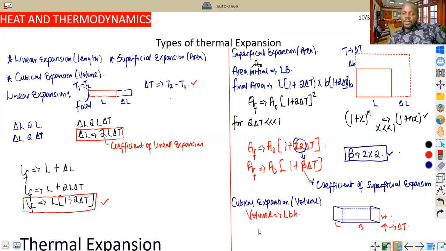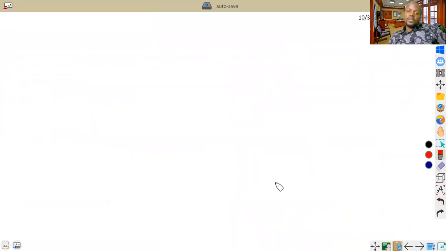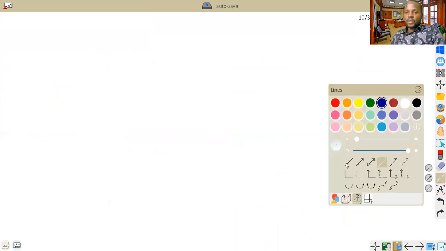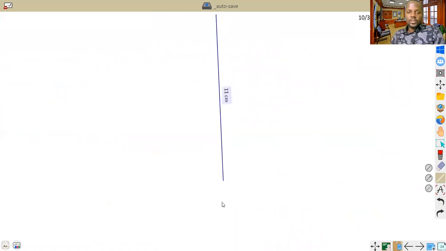Without wasting time, the final volume will be equal to the initial volume, which is our LBH, into bracket 1 plus alpha delta T raised to power 3. Just a direct illustration here. So VF is equal to V naught into bracket, from binomial expansion, as I told you, 1 plus 3 alpha change in temperature. We are going to define another property in the next slide, and for understanding's sake, because we are not rushing anywhere, you have to understand this conceptually.